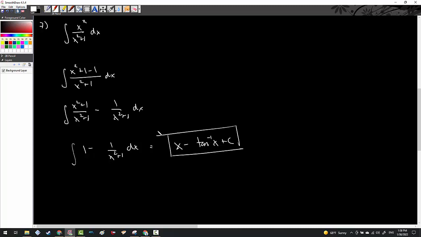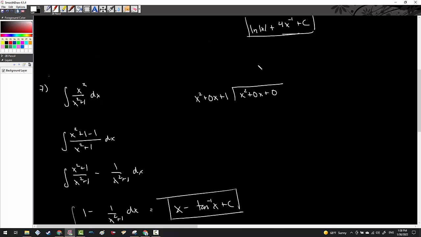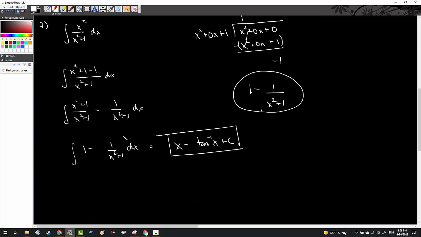Now, if you didn't think you'd remember to do that, you could just divide the bottom into the top. You could say this is x squared plus 0x plus 1 divided by x squared plus 0x plus 0. And now you get 1, because x squared goes into x squared. Then you get x squared plus 0x plus 1. By subtracting the whole shebang, these guys go away. You end up with a negative 1. And so you end up with 1 minus 1 over x squared plus 1. I hope that situation looks familiar. So you could use long division on that one if you end up in that precarious position.